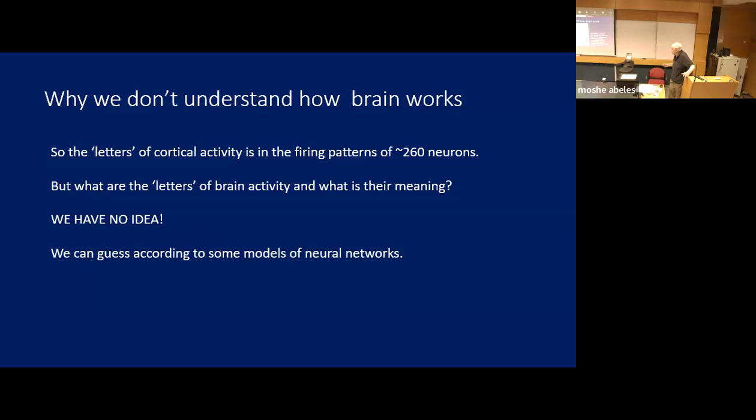So the letters of communication in cortical activity are patterns in 260 neurons. But what are these letters and what do they mean? We do not know, and we have no chance of knowing it now, but there is a chance of knowing it in the future.